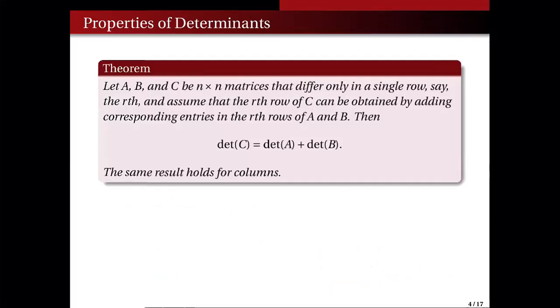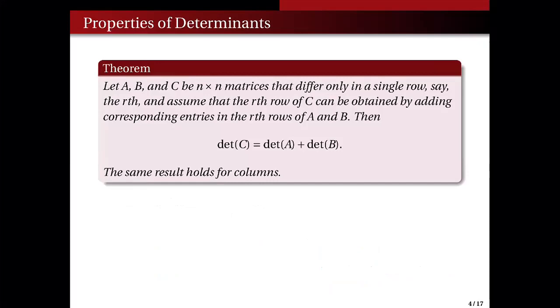Now, suppose we have matrices A, B, and C. They are all n by n matrices, and they only differ in a single row, say the rth row. So all the entries are the same except for this one single row.